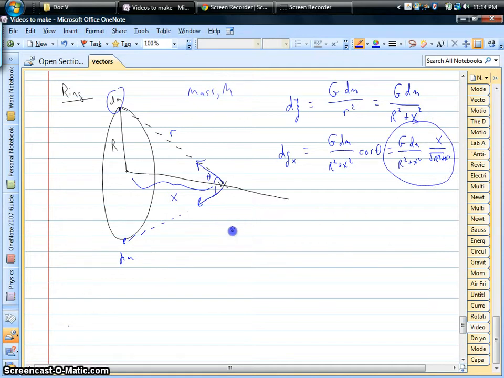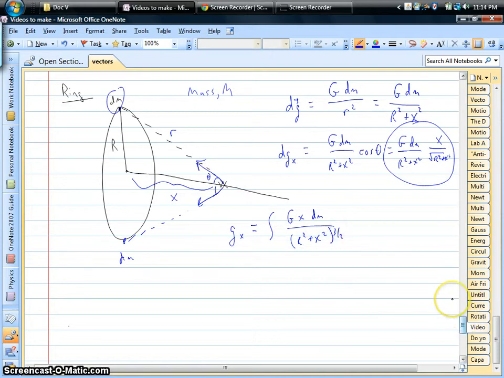To get the total gravitational field, or technically the acceleration of gravity along the x-axis, we just have to add up all those little fields. And that's what integrals do. Now in our denominator we've got r squared plus x squared to the 3/2 power.